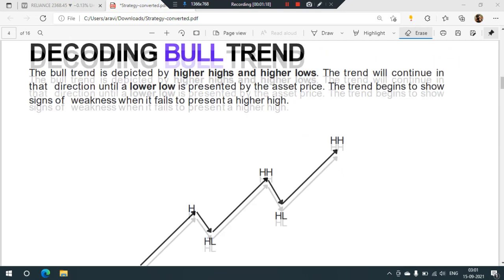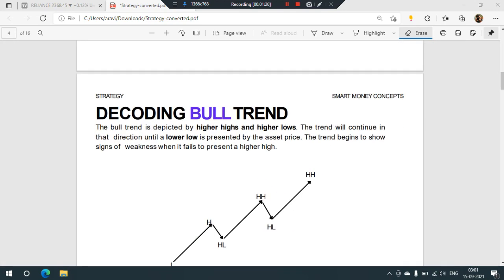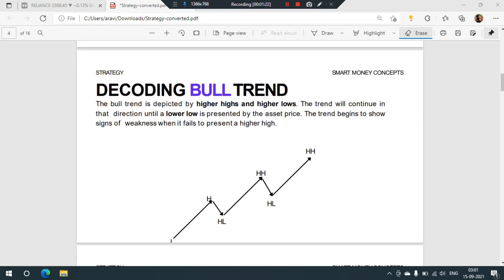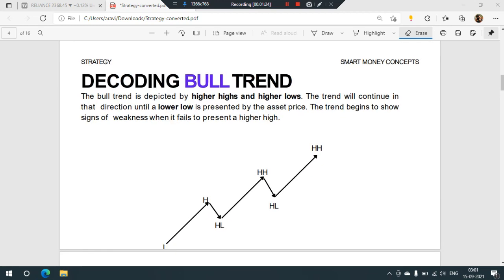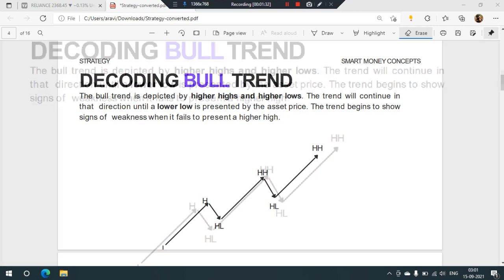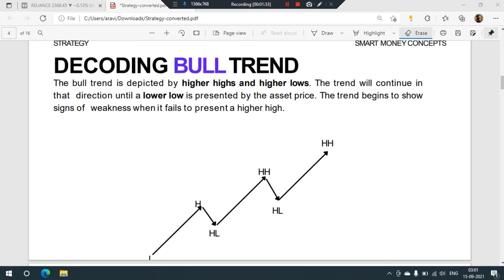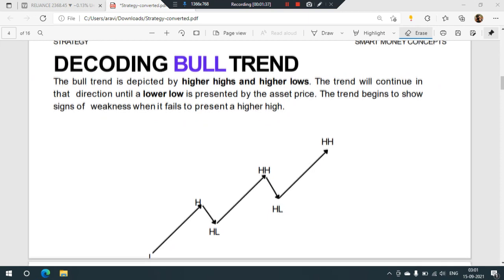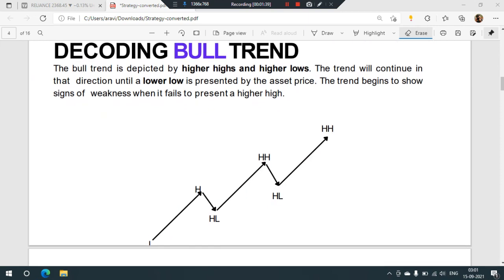So first one is bull trend. A bull trend is depicted by a series of higher highs and higher lows. The trend will continue in that direction until a lower low is presented by the asset price. Okay, so let's only focus on the first part. A bull trend is depicted by a series of higher highs and higher lows. So what do I mean by that?